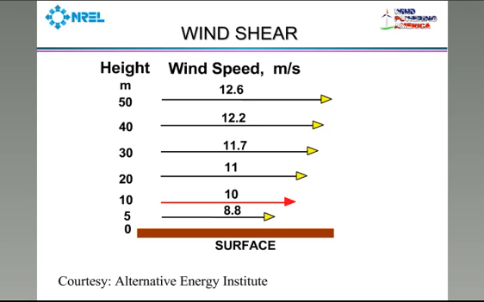Another concept involved with wind is what we call wind shear. And this is the tendency of the wind speed to change with increasing height above the ground. And in most cases, the higher you go off the ground, the faster the wind speed. And next slide I'll show a mathematical relationship that describes that. And these differences may look pretty modest, going from, say, 40 to 50 meters, 12.2 to 12.6 meters per second. But as I'll show you later, a very small increase in wind speed leads to a big increase in energy production.